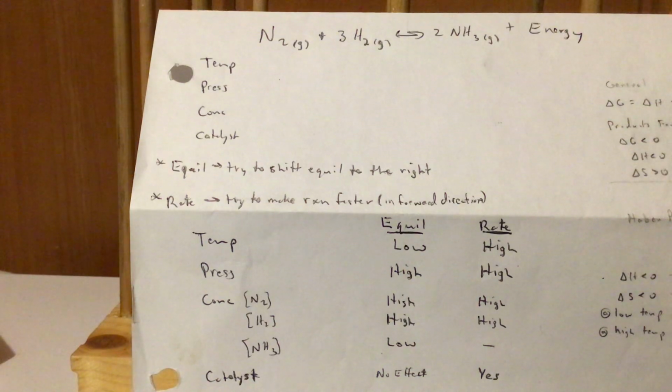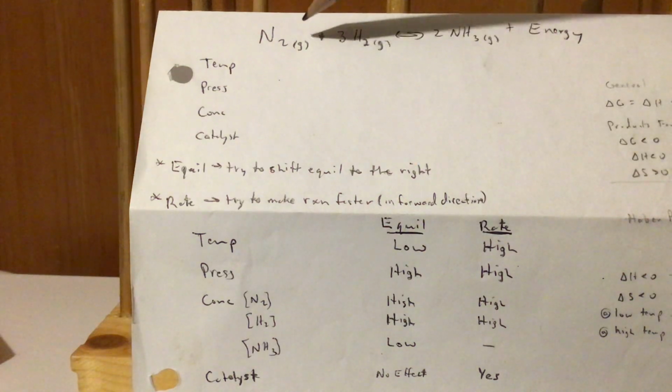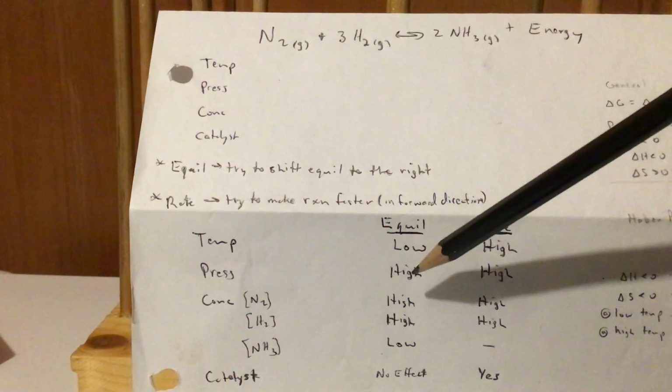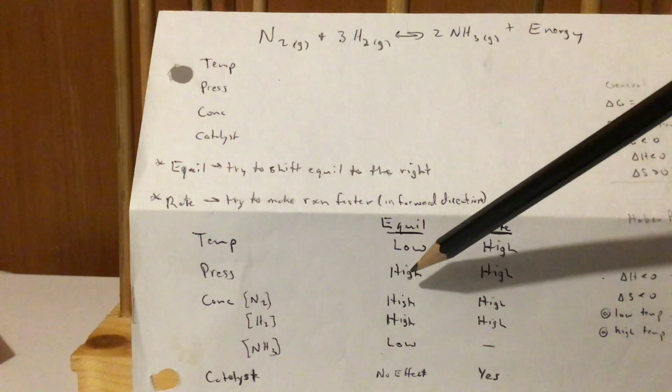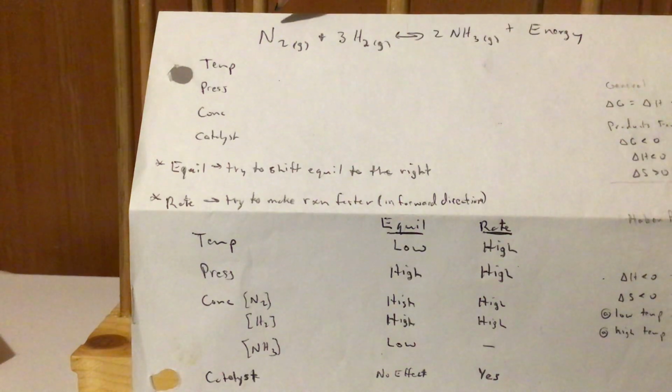For pressure, I want to shift things to the right. I count moles of gas. 1 plus 3 is 4 moles of gas on the left, 2 moles of gas on the right. If I do things at high pressure or increase the pressure, it's going to shift it to the right. So I want to do things at a high pressure to maximize my equilibrium concentration. If I increase this reactant, it's going to shift equilibrium to the right, or if I increase this reactant, it'll shift equilibrium to the right. So I want to have high concentrations of N2 and H2.